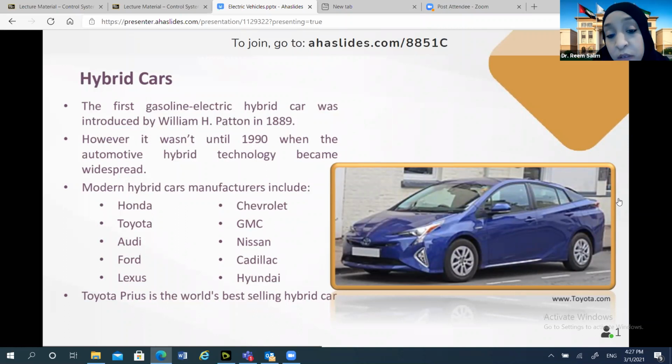However, the most famous car, and the best-selling one, is the Toyota Prius. The photo of the hybrid Toyota Prius is given to you over here. So this is the most famous car, and it is the bestseller in the world.